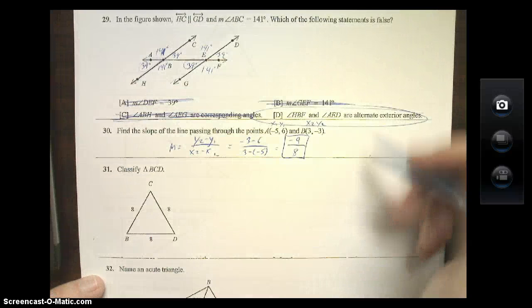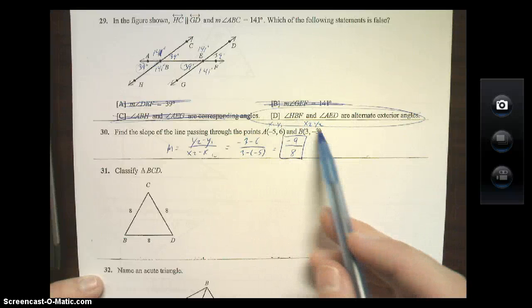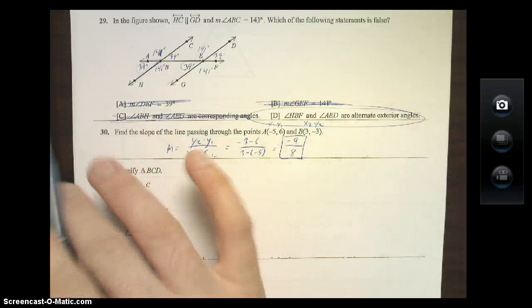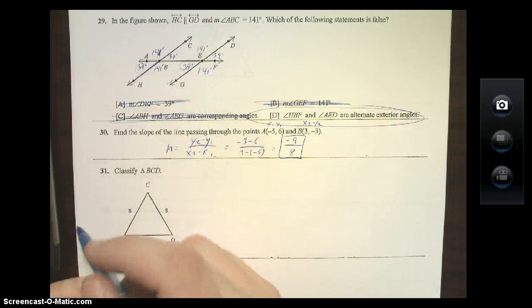If I was to see this slope on a graph, because it's negative, it would be falling. Okay, it's good to make that connection as well. If it was positive, it would be rising. A zero slope is horizontal. Undefined slope is vertical. All right?